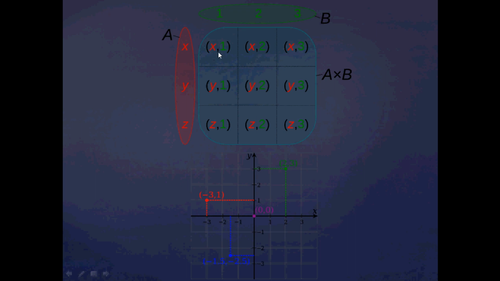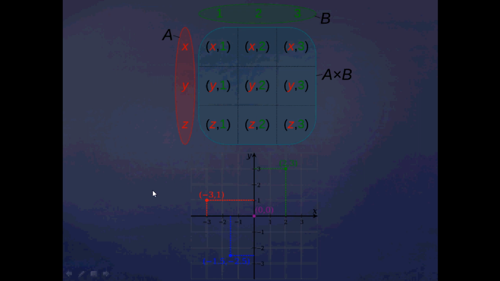So I have x1, x2, and x3 as three possibilities, three members within A times B. And I just repeat that for all the other x values to be found within the set A. So hopefully you can see that if the set A has, let's say, m members, and the set B has n members, then A times B is going to have m times n members. And this is going back to what I was saying about forming a grid between two sets.